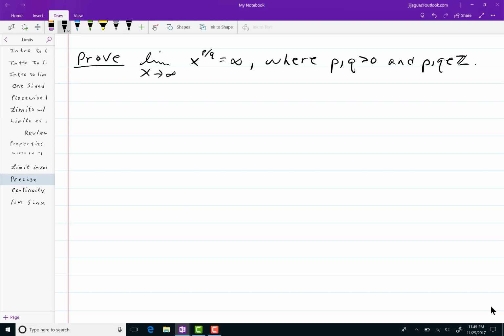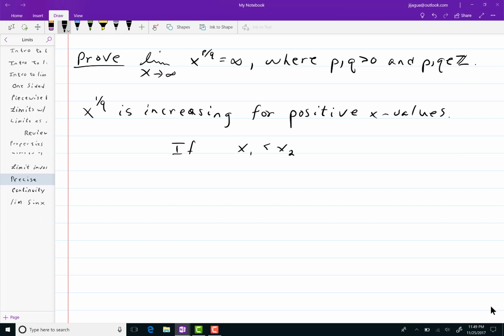So before I do that, I'll have to do a couple of things just to show you something. My first thing I want to show is that x to the 1 over q is increasing for positive x values. What does that mean? That means that if x1 is less than x2, then f of x1 is less than f of x2.